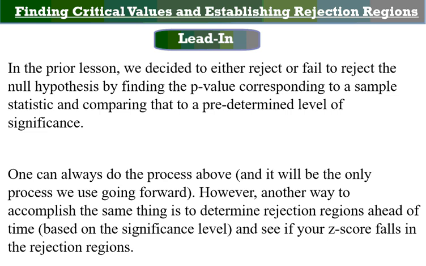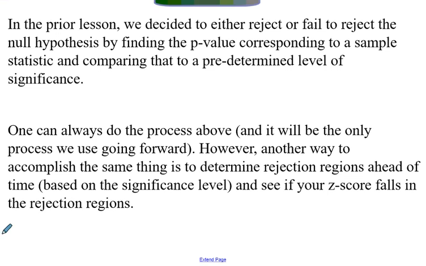In the prior lesson, we decided to either reject or fail to reject the null hypothesis by finding the p-value corresponding to a sample statistic, a z-score, and comparing that to a predetermined level of significance. So one can always do the process above, and it will actually be the only process we use going forward. However, another way to accomplish the same thing is to determine something called rejection regions ahead of time, based on that significance level, and see if your z-score falls in the rejection regions.